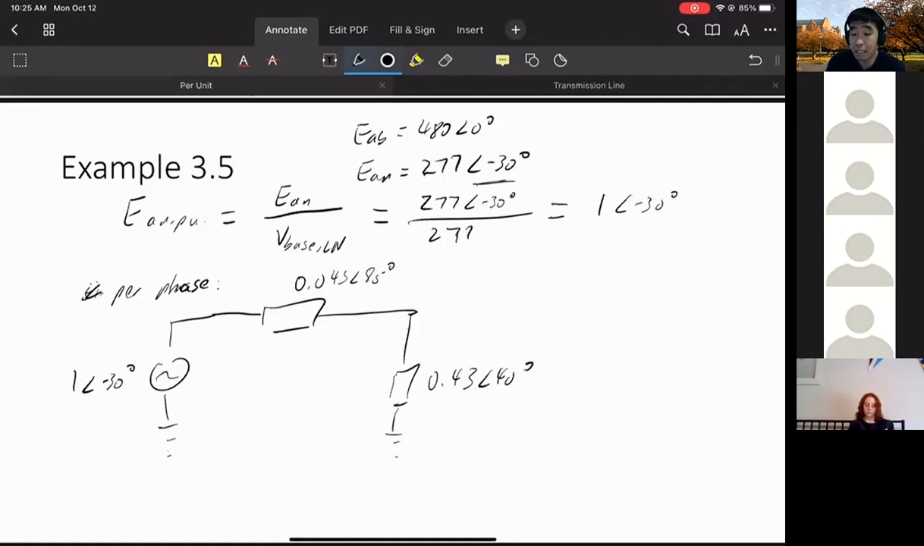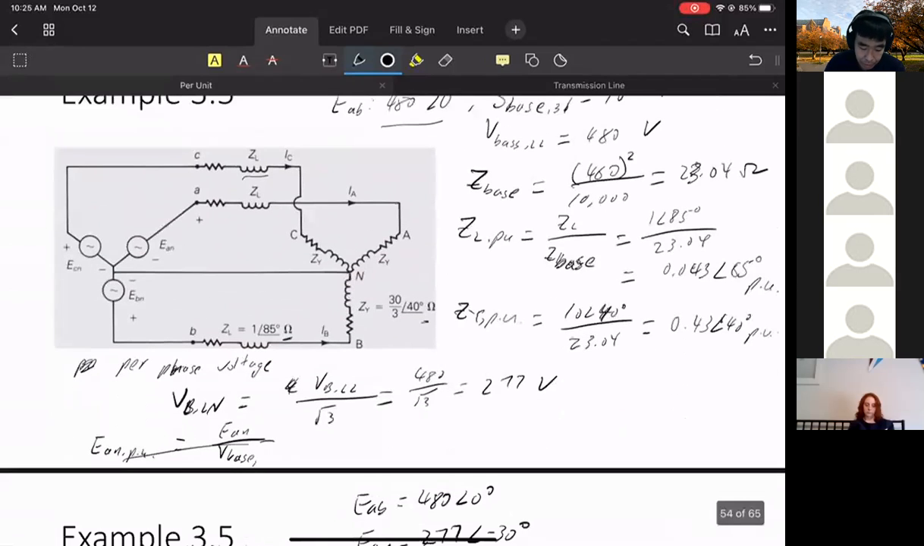Okay, so any questions? I had a question. On the page above this, on the right side where you get the answer, it ends up being 0.43 angle 40. Was that ZY per unit? Yeah, this is ZY per unit. Let me rewrite this better. This is ZY per unit. When you're summing these up, how come we can sum 3 different impedances into one? We sum all 3 of the Y connected impedances and all 3 of the delta connected impedances into one.